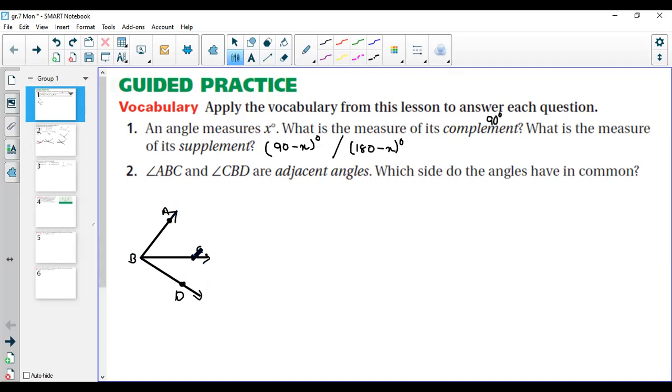Angle ABC and CBD. So which sides do the angles have in common? Which side of the two angles is common for both? Of course, BC. Now from this also you could find out: ABC, CBD. So which letters have been repeated? Of course, BC is repeated. So you could simply say that it is ray BC. If you don't understand any question reading, just put them in a picture. Definitely you can find out the answer.